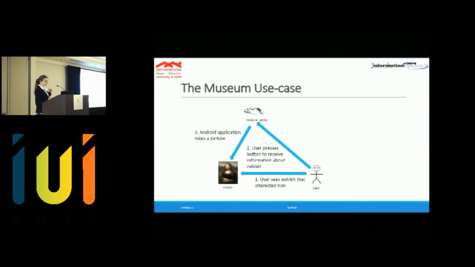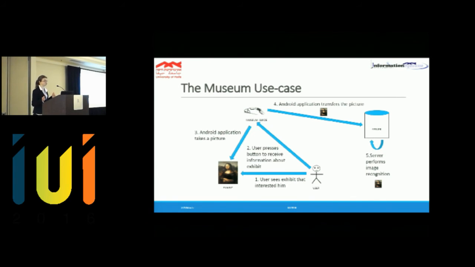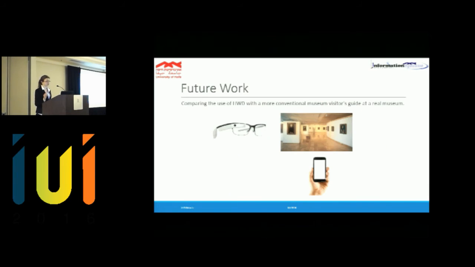So the Android application of the museum guide takes a picture and transfers this picture to the server. The server performs image recognition. In this way, we know the position. And the server sends the information about the exhibit to the guide, and the guide will present it to the user.